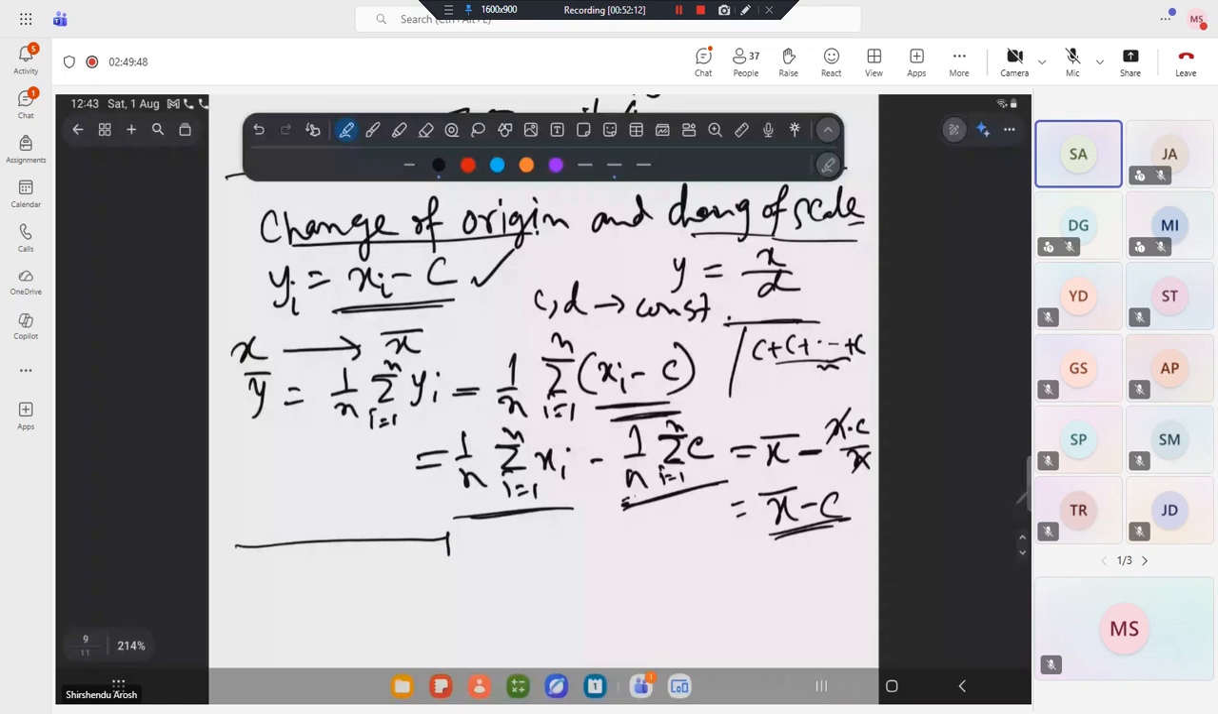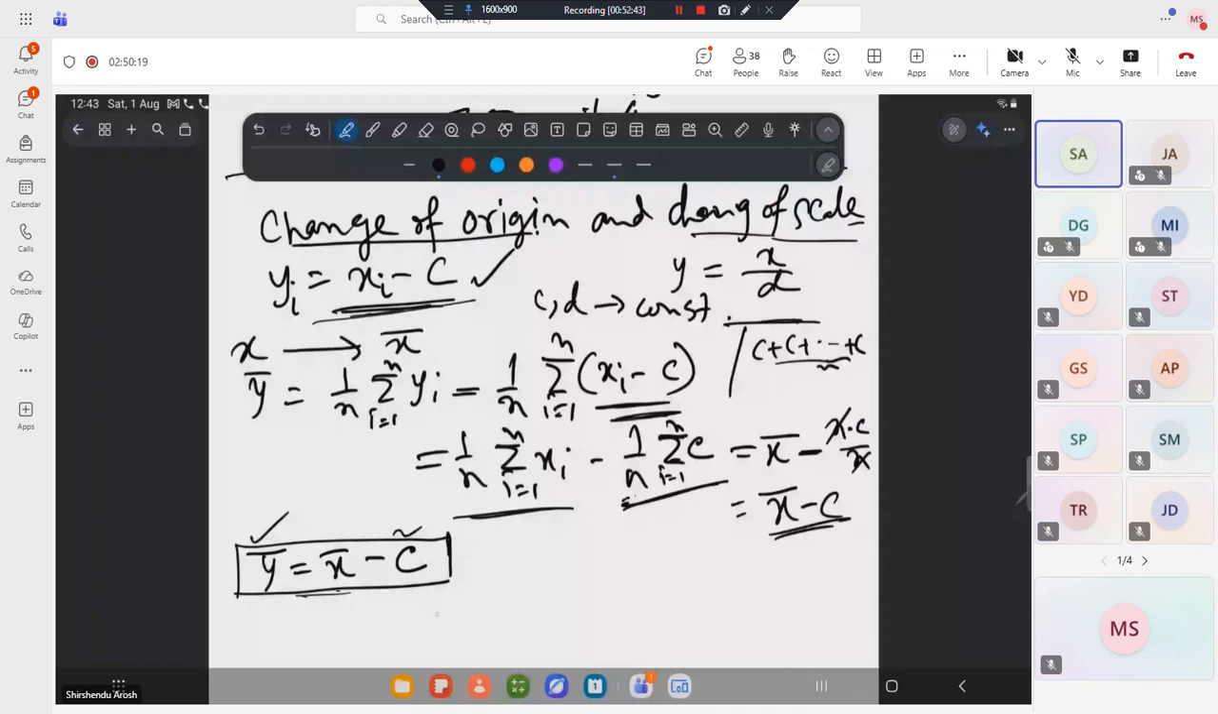If I know the mean of one variable, I can find the mean of the other. Suppose I just change the origin, I get a new variable y. I found the mean of y, so I got y bar. I know the c value, how much I subtracted or added, and of course I know the value of the constant. So if I add that or subtract that, I can find out the x bar. That is simply the moral of the story.